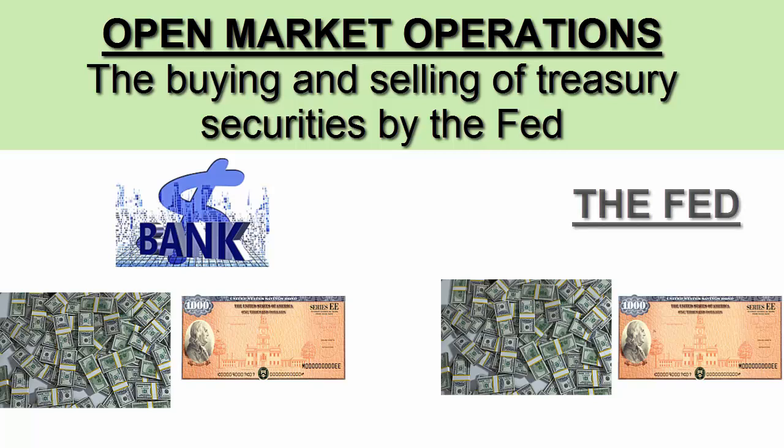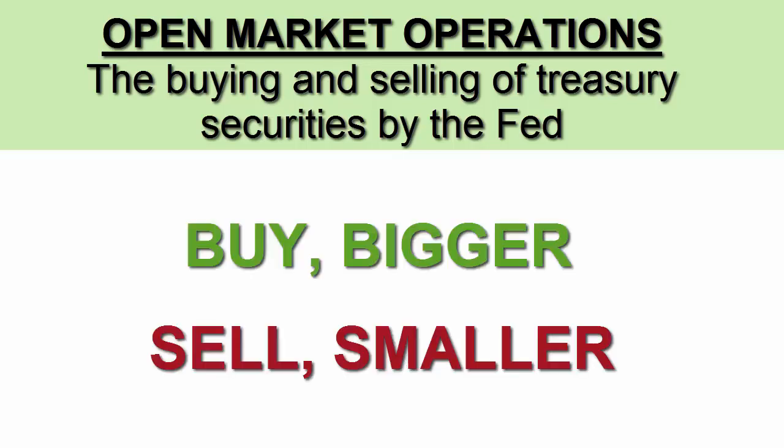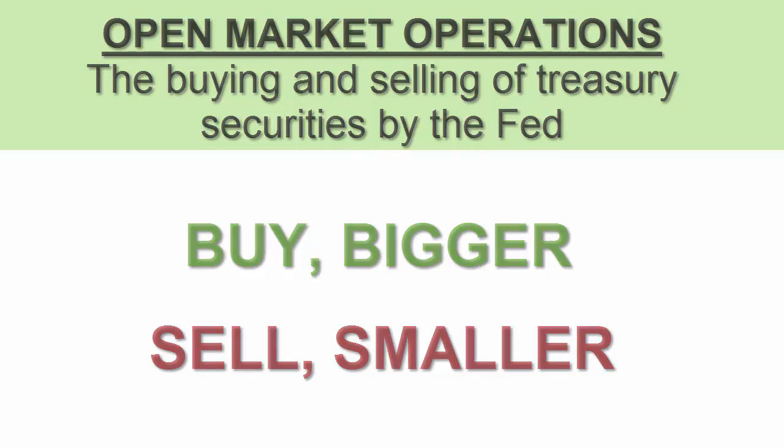To help students remember this, repeat this phrase over and over as you teach this topic. Buy bigger, sell smaller. When the Fed buys bonds, the money supply gets bigger. When the Fed sells bonds, the money supply gets smaller. Buy bigger, sell smaller. Buying bonds is expansionary, and selling bonds is contractionary to the overall economy.